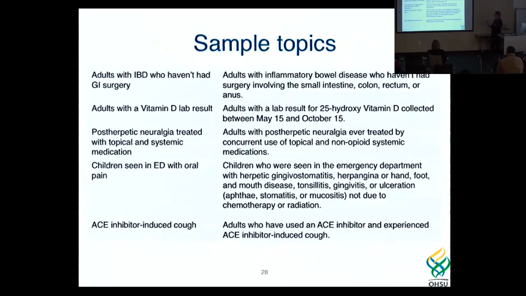I just pulled out 5 here to try to represent the different kinds of things. These, for the most part, are actual information needs that someone searching a repository of patient information had. So inflammatory bowel disease, vitamin D results in a certain time frame, postherpetic neuralgia, children seen in the emergency department with certain types of diagnoses not due to chemotherapy or radiation, and then a fairly common side effect of a commonly used medication, ACE inhibitors, drugs like enalapril, that have cough.